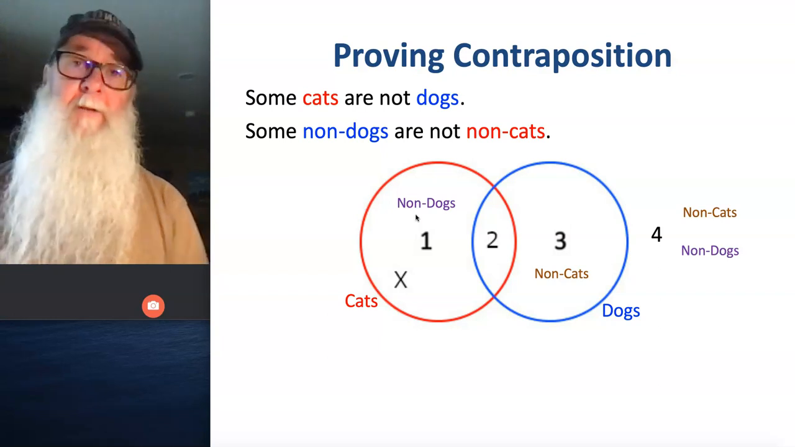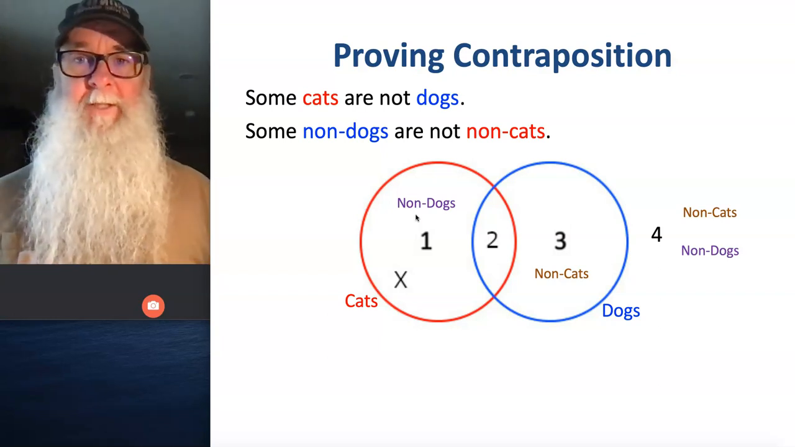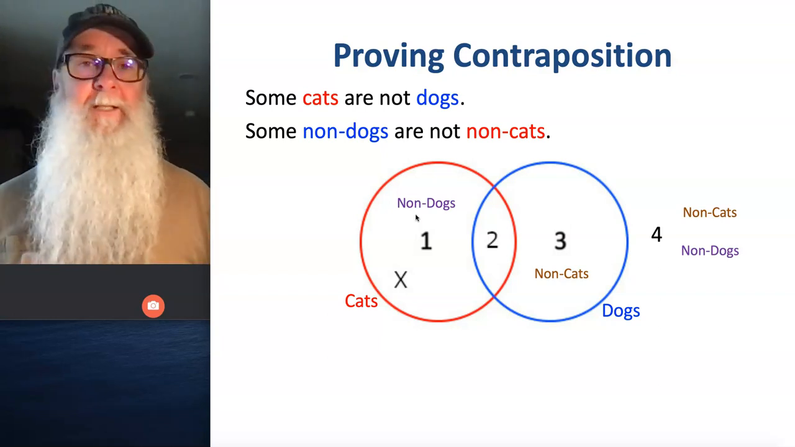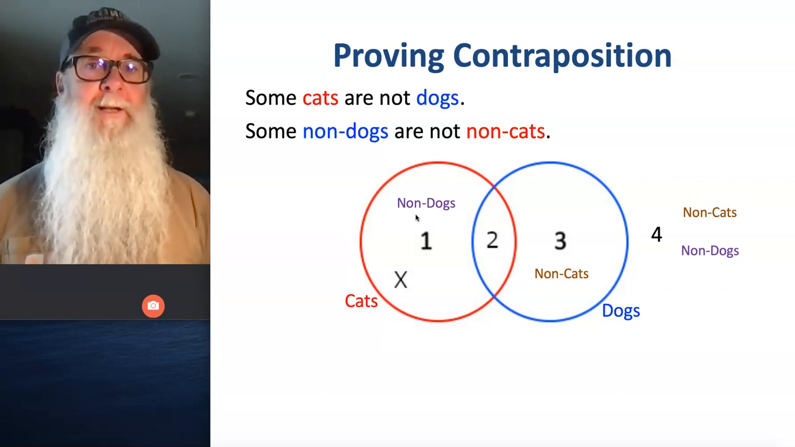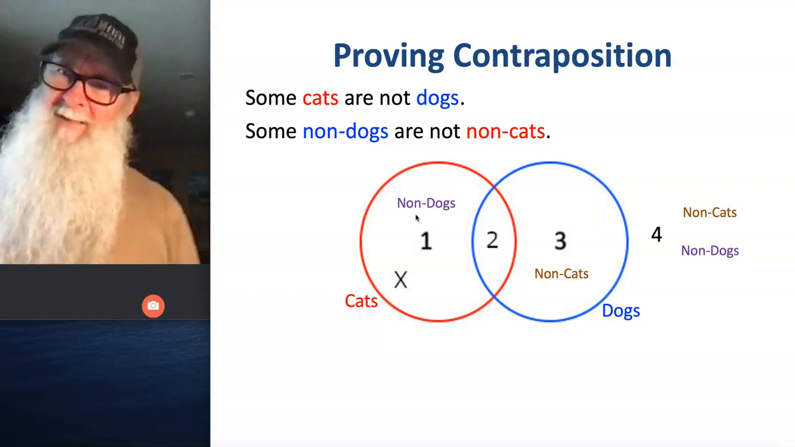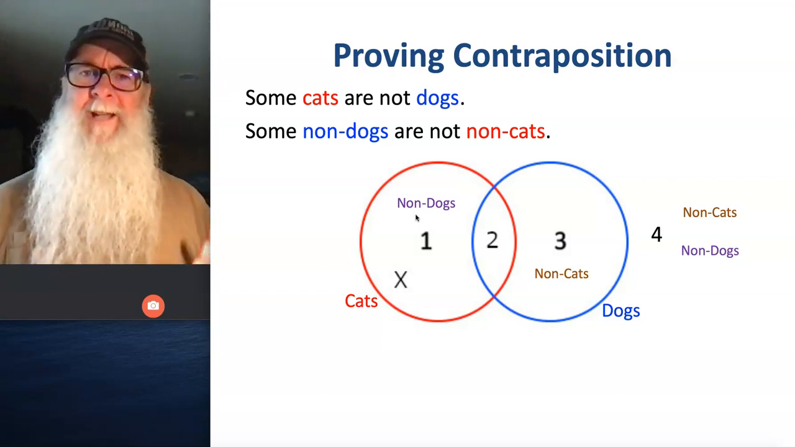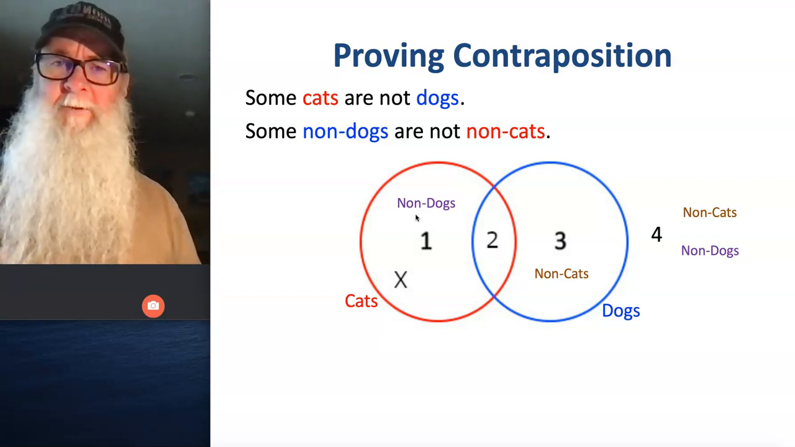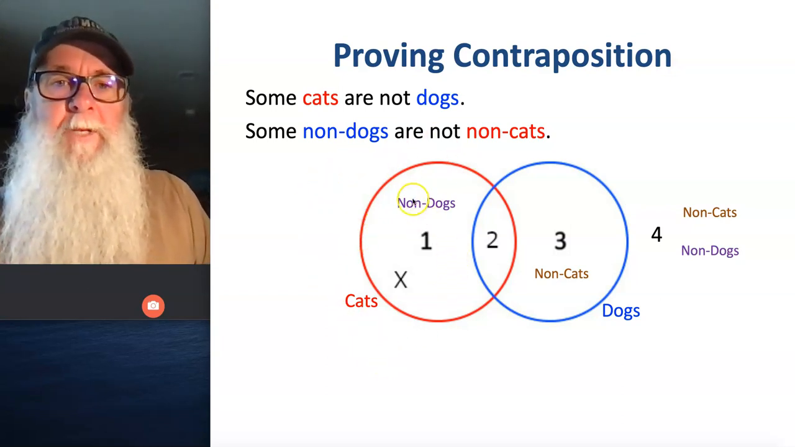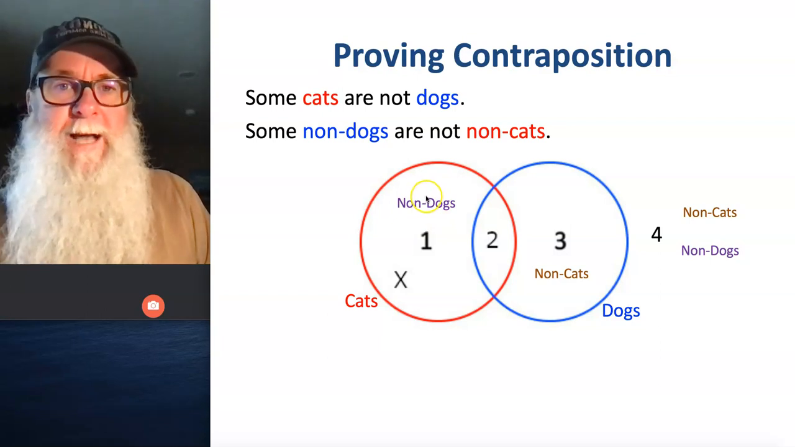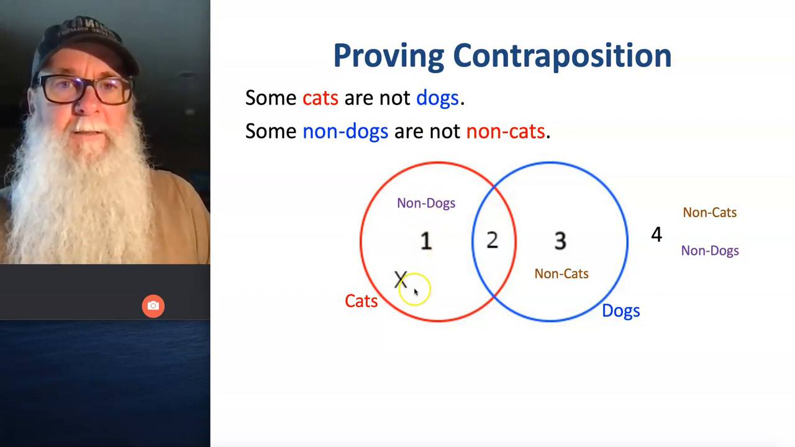So we've now located all of our term complements, and we have to look to see, does this diagram reflect the statement, some non-dogs are not non-cats? And this is going to be kind of tricky because we've got the "not non" working for us here, okay? So let's look and see where the non-dogs are. Some non-dogs are not non-cats.